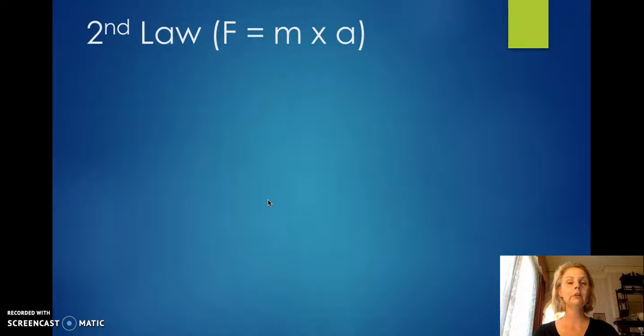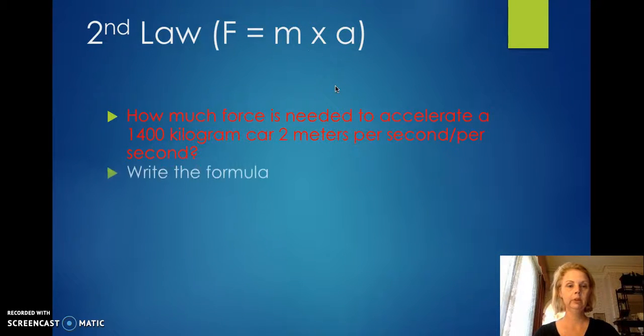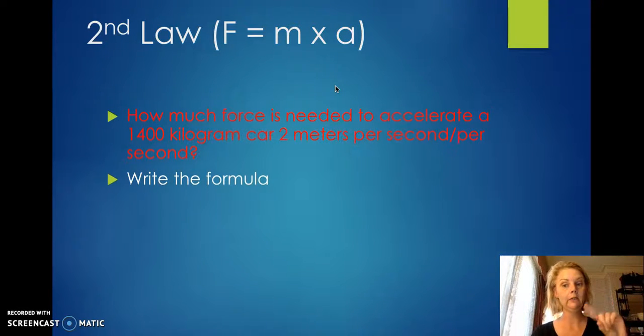So F equals ma. Let's do some maths. How much force, so we're looking for F, how much force is needed to accelerate 1,400 kilograms, so that's a mass, at 2 metres per second squared, that's acceleration. Okay, so your first step, write the formula. F equals ma.